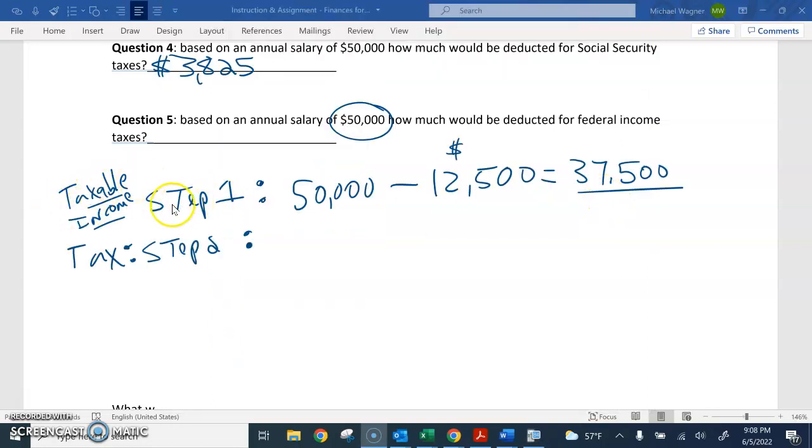Okay, so I've added something over here that says step one. 37,500 is your taxable income, meaning you're only going to pay taxes on that amount right there, instead of paying it on all of the $50,000. Step number two is to take that taxable income and figure out how much the taxes are going to be based upon that income.